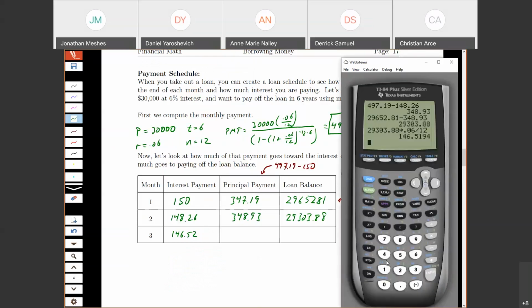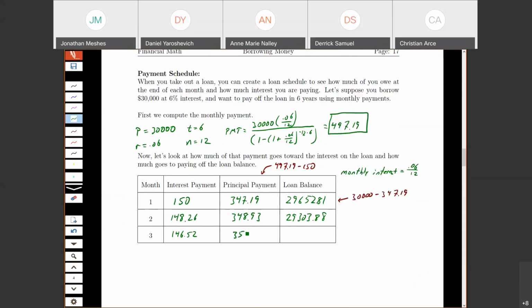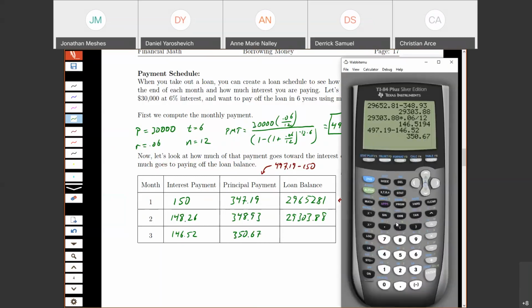Okay. And then again, the monthly payment is the only thing that does not change ever, right? It's the same for each month. So I take that monthly payment, subtract how much of it went towards interest, and then the remainder goes towards my principal, $350.67. So then we take our previous month's balance and subtract how much we paid off, and we get our new balance.